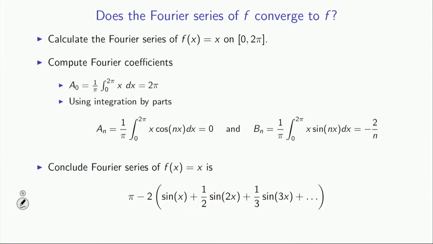You may have recalled seeing integrals like this in calculus, and the trick is to use integration by parts, where you differentiate away the x, and then hopefully end up with something you can compute. Now, in the specific case of the function that we're looking at, the coefficients in front of cosines become 0, and then we get a very concrete answer for the sine coefficients, so we can write out the Fourier series. Now, is that the function x?